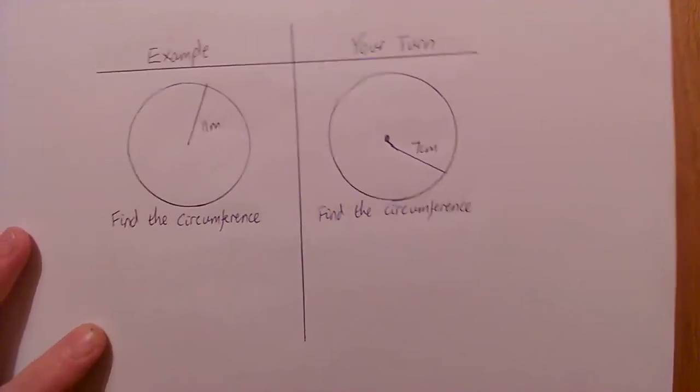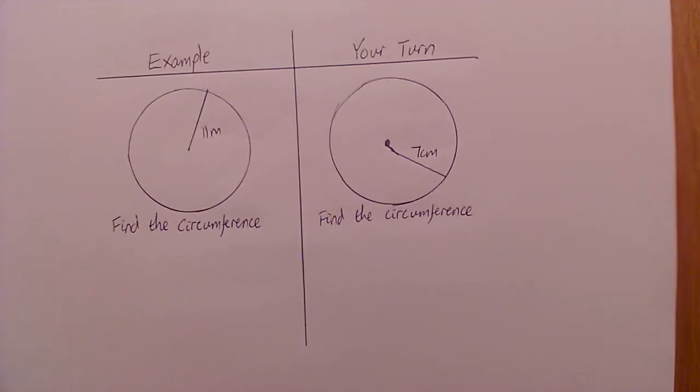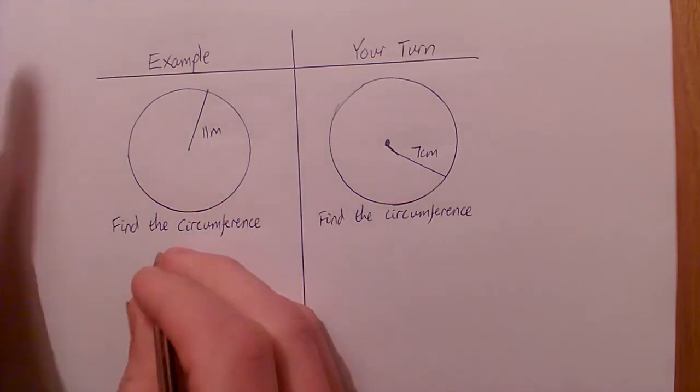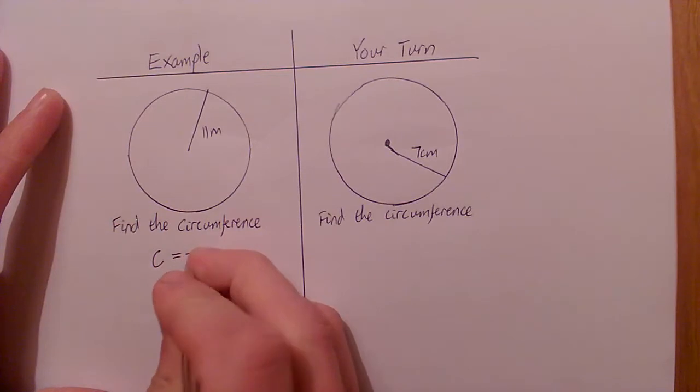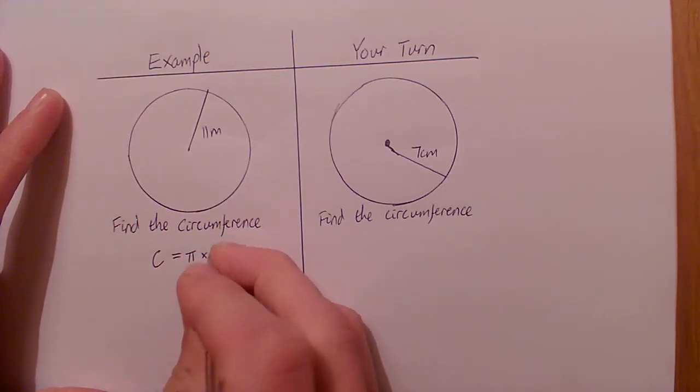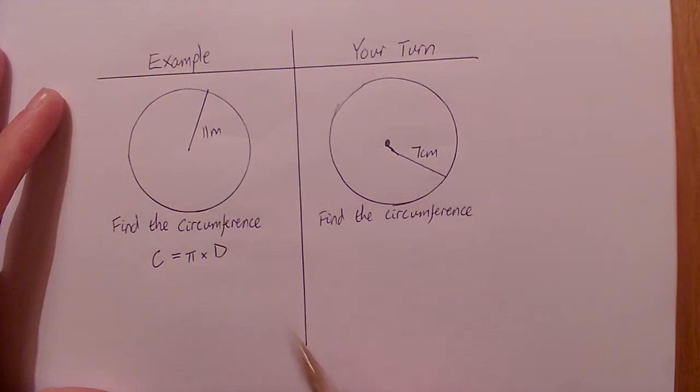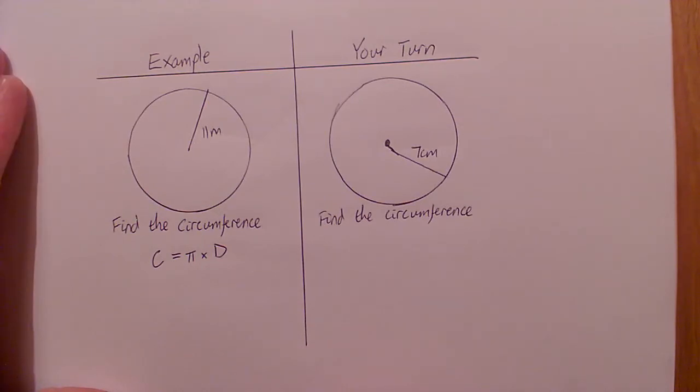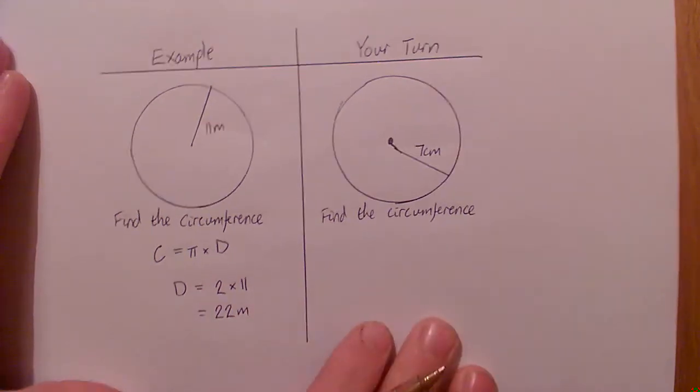So here are 2 examples, one that I'm going to do and one for you to try before I go through it. So let's run through this one. So the first one here, we have C equals pi times D. But the very first step here we need to do is work out what the diameter is. Now the diameter, or D, is equal to 2 times the radius, which is 11. So that is 22 meters that we've got there.